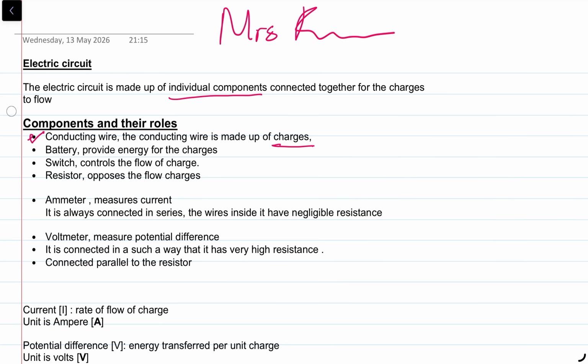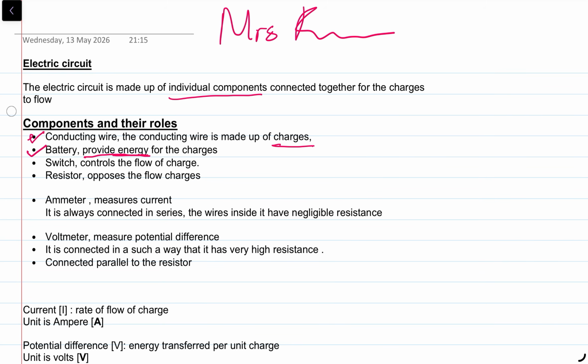So in a circuit, the charges come from the conductor, not from the battery. The battery does not supply charges to the circuit. The charges are already there in the conducting wire. So what does the battery do? The battery only provides energy. It provides energy for the charges to now move.